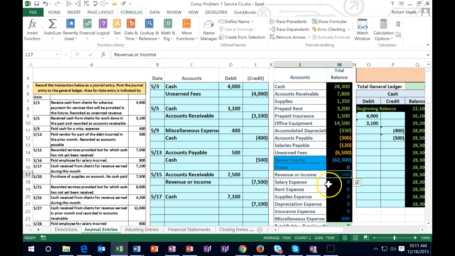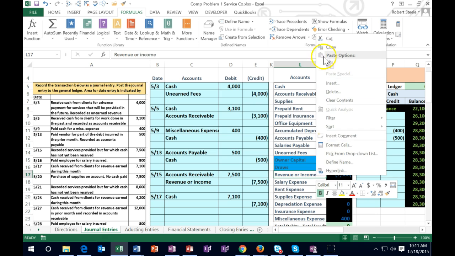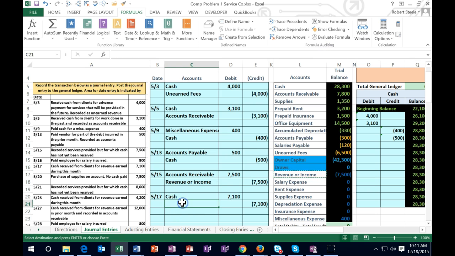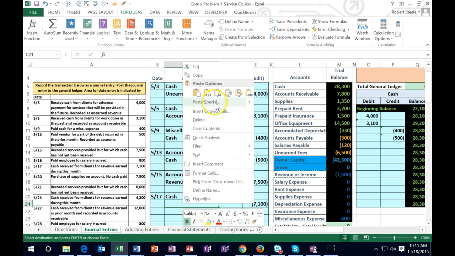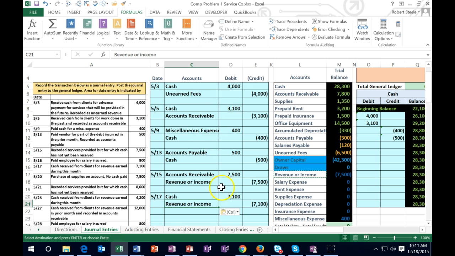Revenue has a credit balance. It only goes up. How do we make something go up? We do the same thing to it as what it is. Therefore, we're going to make another credit. So I'm going to copy this. I'm going to paste this in C21, right click, paste it, 1, 2, 3. Note we already knew we were going to credit it because we debited cash.